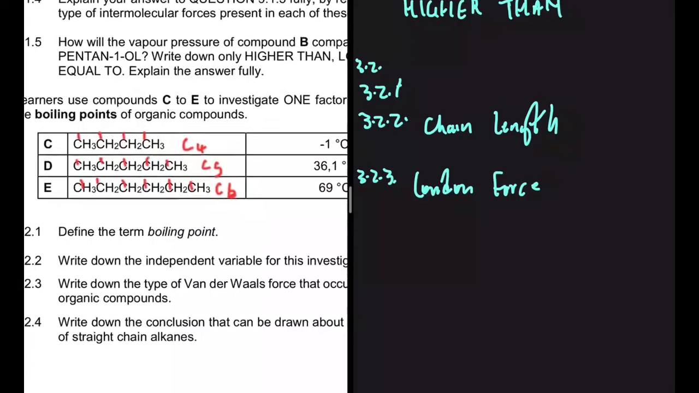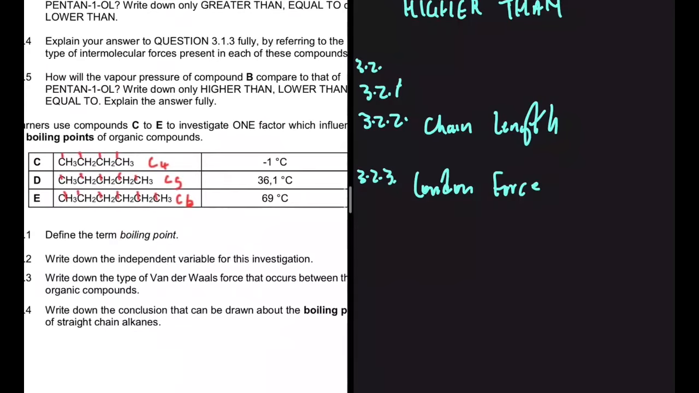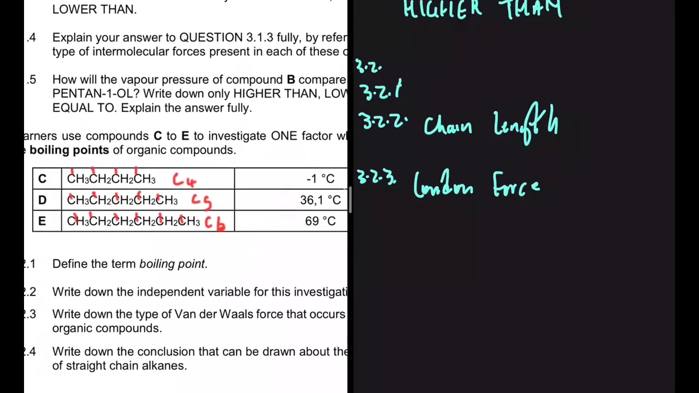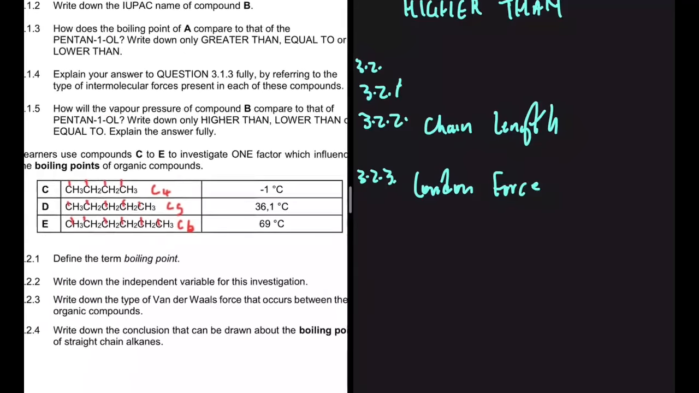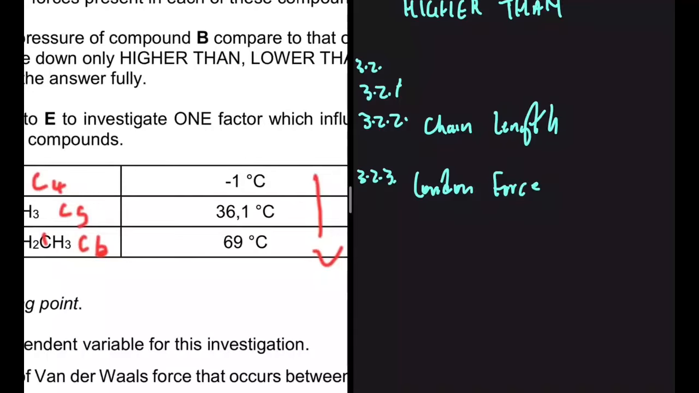Well, let's look at 3.2.4. Write down the conclusion that can be drawn about the boiling point of straight chain alkenes. So let's look at our diagram. We can see fully well that as the number of carbon is increasing, our boiling point is increasing from -1 to 36.1 and lastly to 69. So we can conclude and say that as the chain length increases, the boiling point increases. If you had said molecular mass in 3.2.2, you would say that as the molecular mass increases, the boiling point increases.